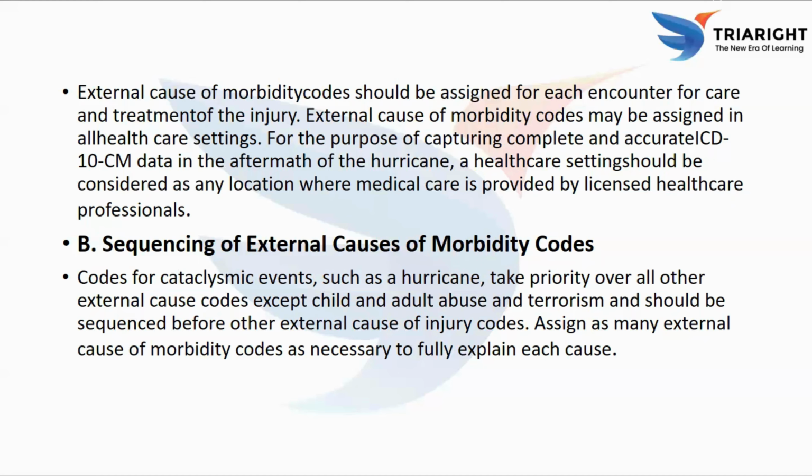Next, the sequencing. How to arrange the sequencing order of the external causes? There are codes for major natural disasters. They should be listed first before any other cause of injury codes. The only exceptions that take higher priority are child abuse, adult abuse, and terrorism. You can use more than one external cause code if needed to explain everything about how the injury happened.